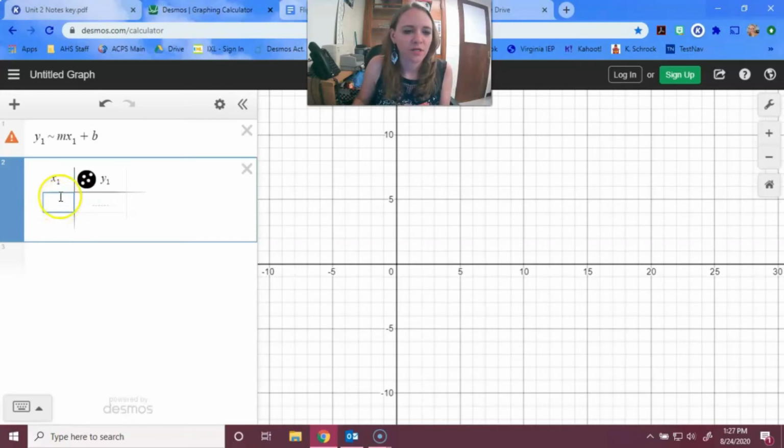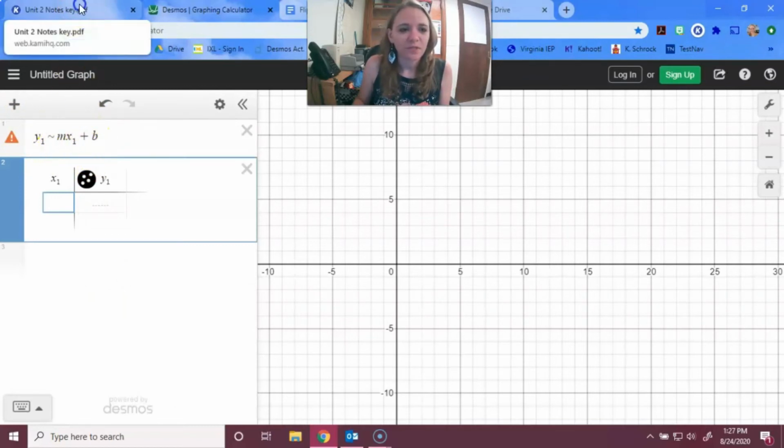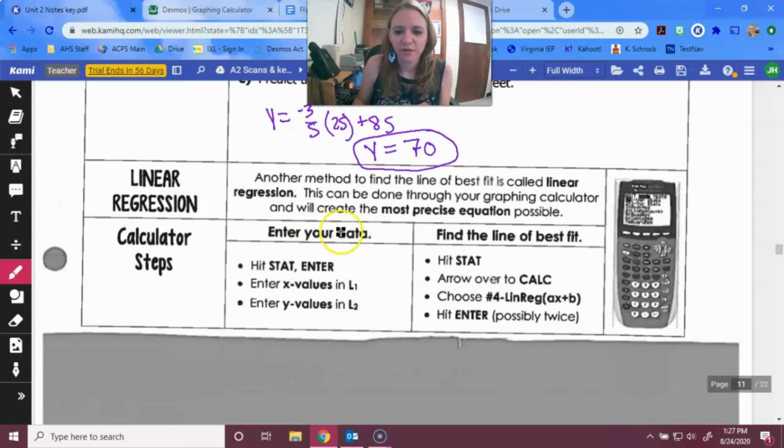Alright, and then we're going to type in our values. So that is going to get us started. You put all your x values here and all your y values here. And then you'll see up here it's going to change and tell you what the suggested value for m is and what b is. Okay? Alright, if you're doing the regular calculator, then you are going to do these steps right here.